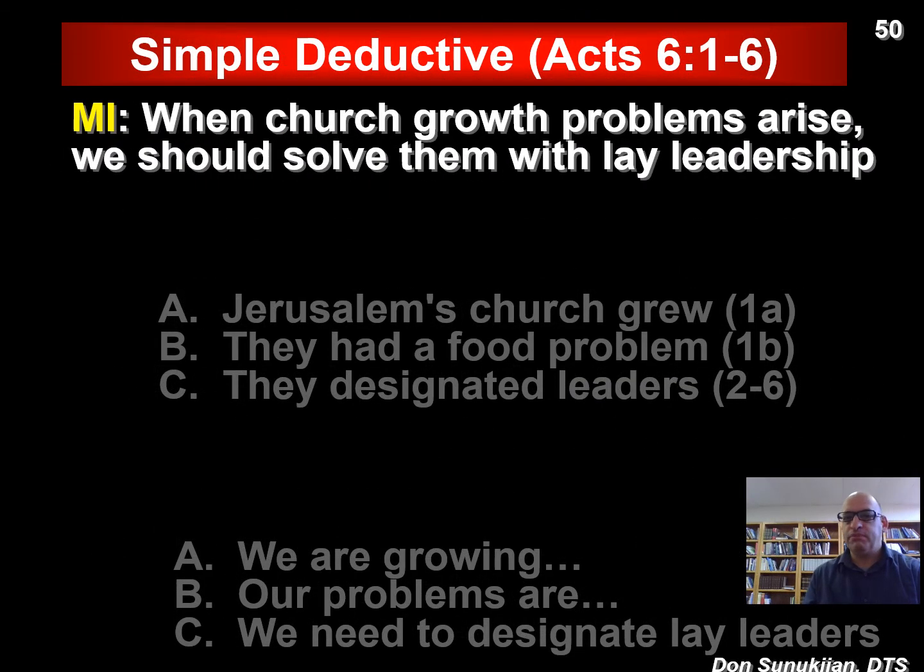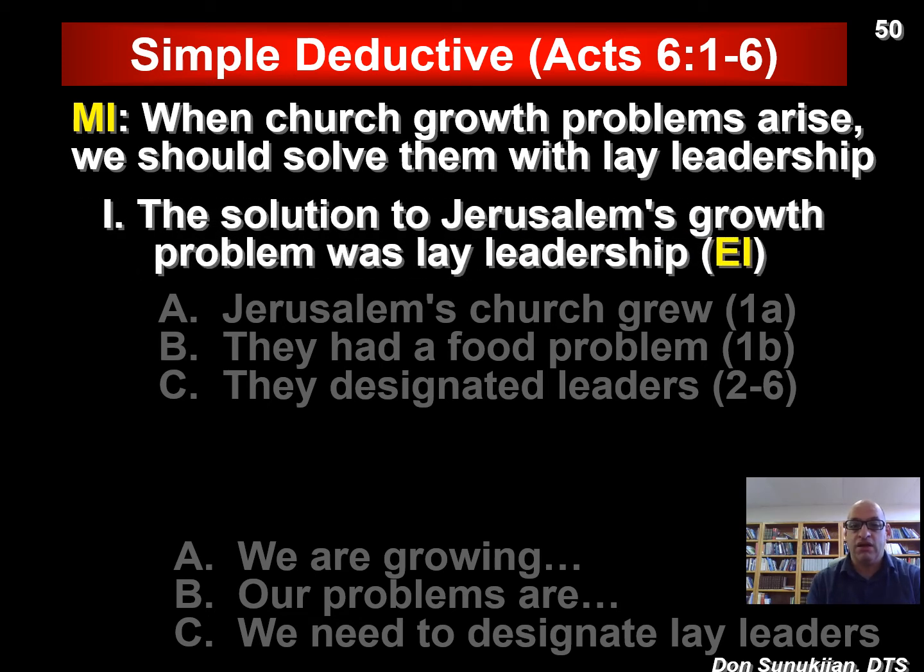So here's a simple deductive way of thinking through. When church growth problems arise, we should solve them with lay leadership. So we're stating the main problem right at the beginning there. The solution to Jerusalem's growth problem was lay leadership. Notice the more exegetical style, we're just staying with what the text is saying and not transposing it.